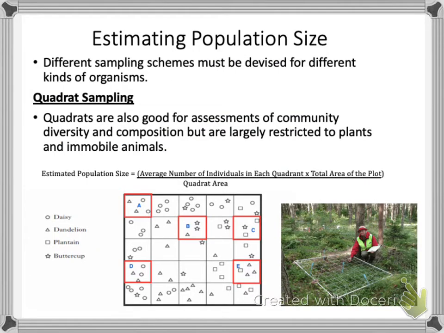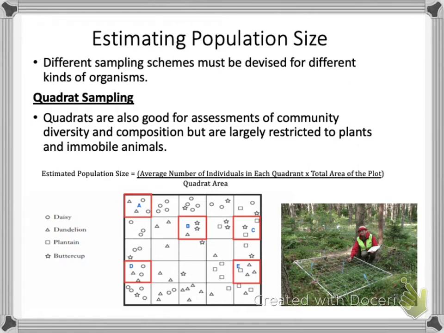Now, the key to figuring out population density is obviously having population size and your area. So let's talk about how scientists can actually estimate population size, especially when you're dealing with organisms that may or may not be moving. So there are going to be different sampling techniques for different types of organisms. Let's look at our first one, which is quadrats.